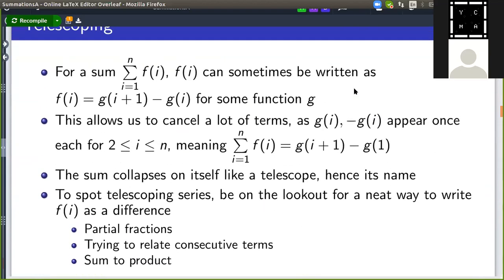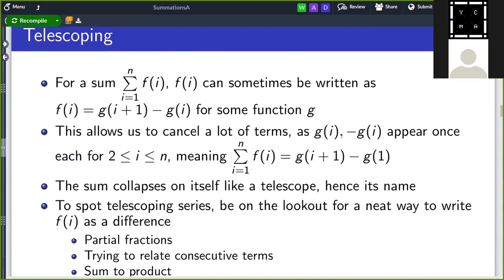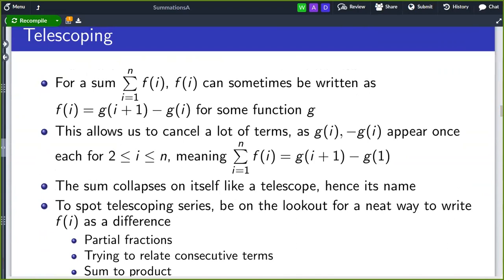telescoping. So this is our first main method for solving sums. So oftentimes we're not going to get something nice like a geometric sequence or an arithmetic sequence. So when we have something ugly, oftentimes we can write the summand f of i as a difference, like g of i plus 1 minus g of i for some function g. So this isn't always going to work, but when it does, it's really nice because if we try plugging in this expression for f, we're going to get like g of 2 minus g of 1 plus g of 3 minus g of 2 all the way to g of n plus 1 minus g of n.